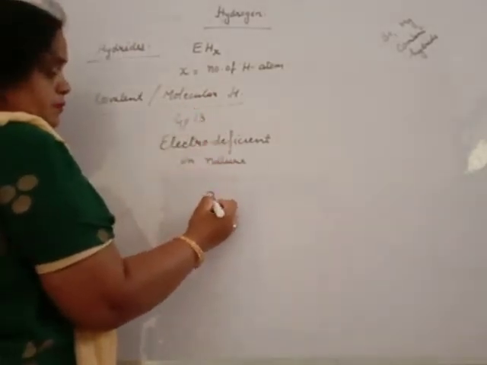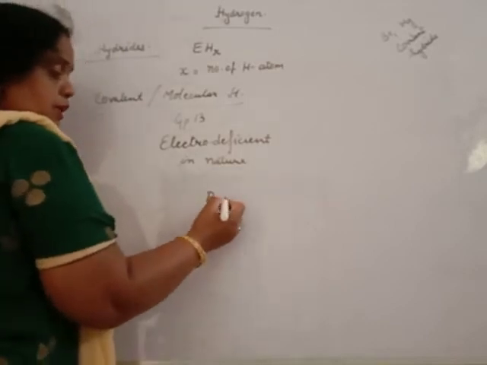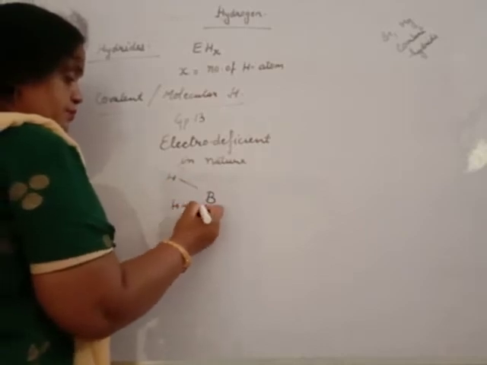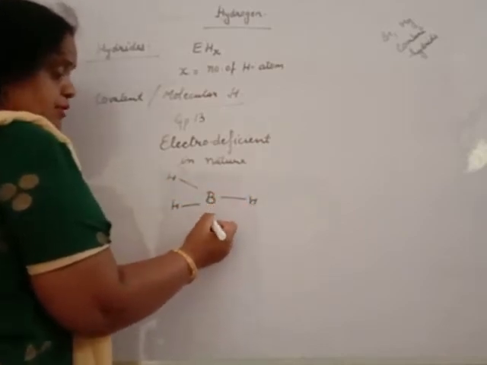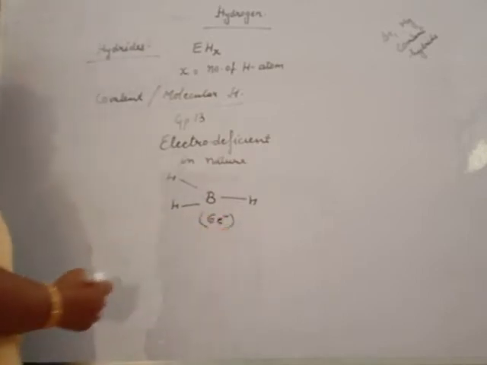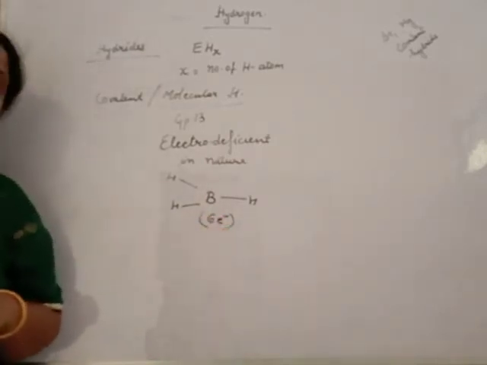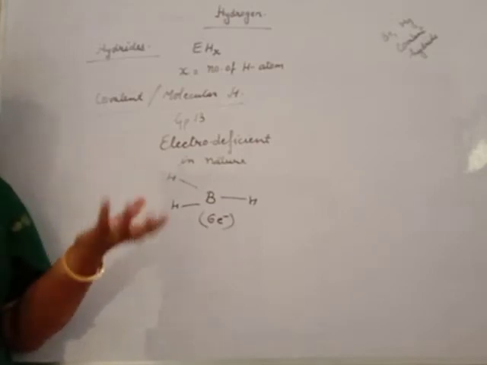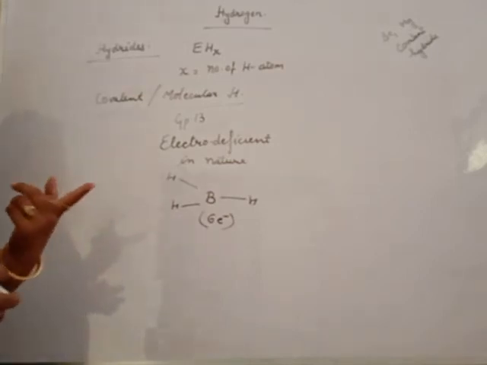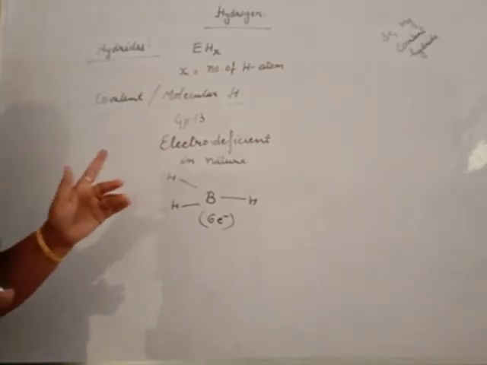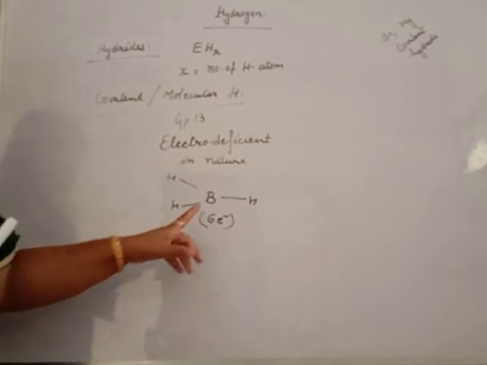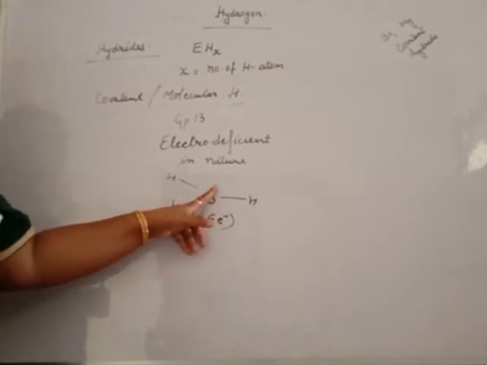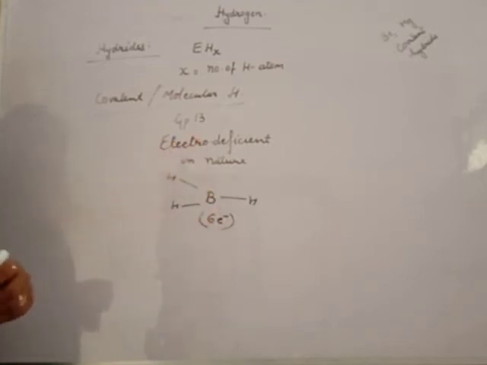The element of group 13 is boron. It has 3 electrons in the outermost shell. Hydrogen shares this electron. After sharing, it has 6 electrons. According to the octet rule, any atom has a tendency to attract electrons to complete its octet, meaning 8 electrons, or a duplet. Duplet applies to hydrogen, helium, lithium and beryllium only, and other elements complete their octet. But after sharing, boron has only 6 electrons, not 8. That means it is electron deficient in nature.